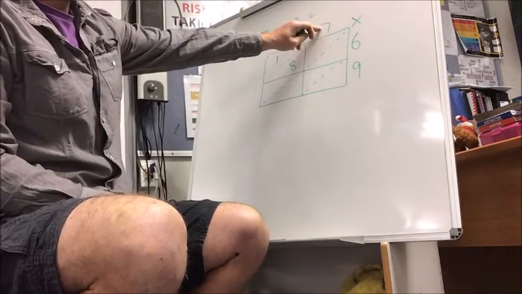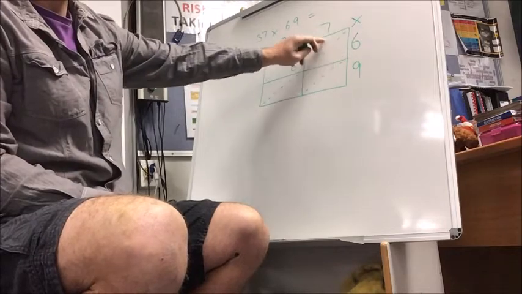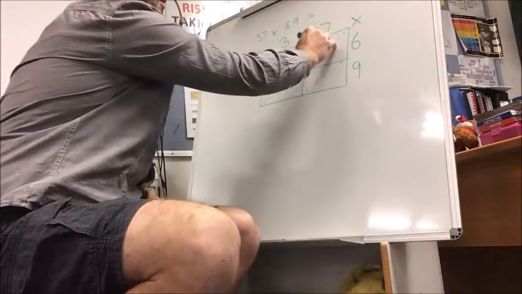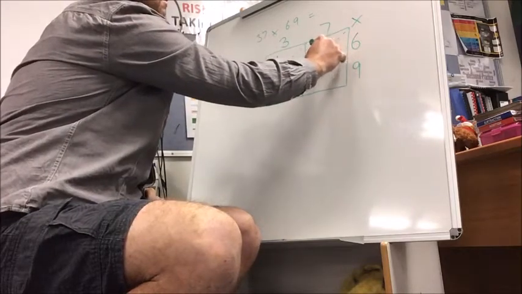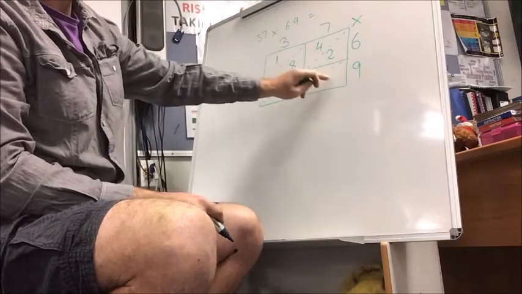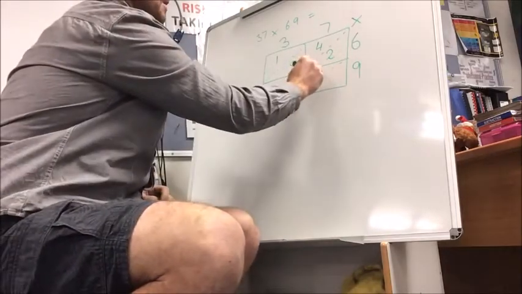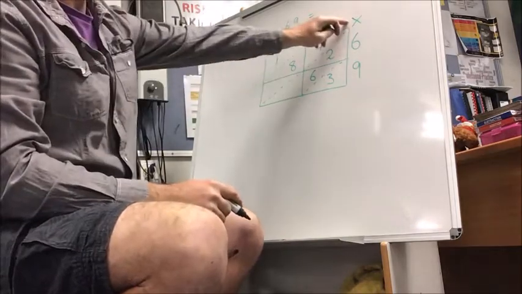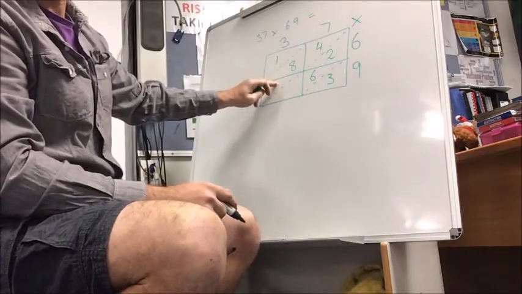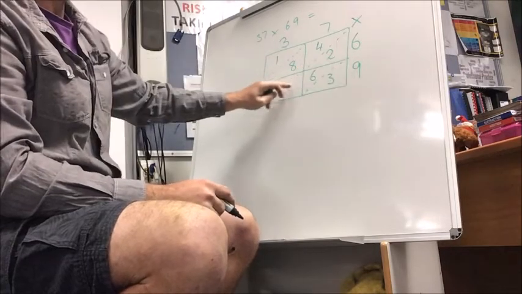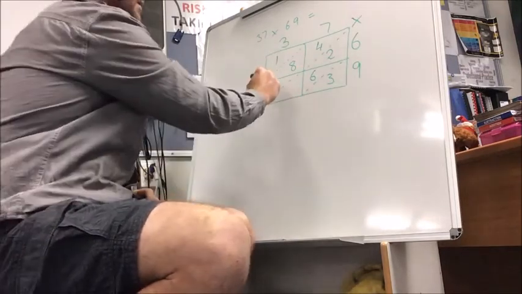Then 7 goes for a walk. 7 groups of 6, because that's where they meet here, is 42. And 7 groups of 9 in this box, we have 63. And 3 groups of 9 meet in this box, because 3 goes for a walk, he stops here, 9 goes for a walk and he stops there, and that is 27.